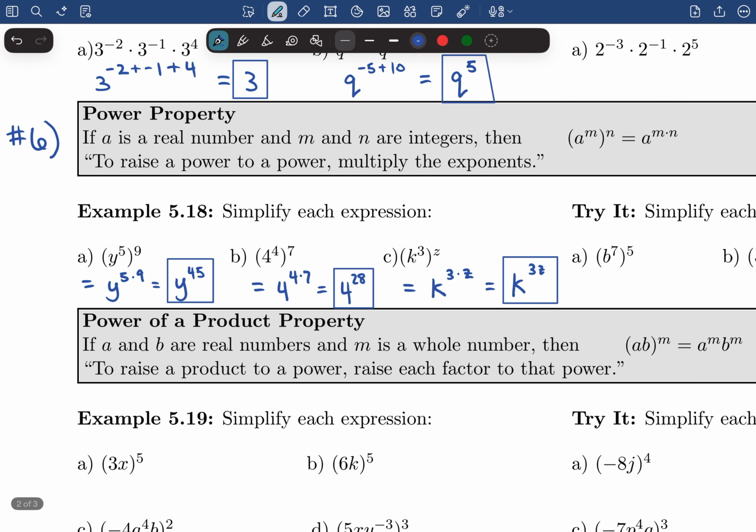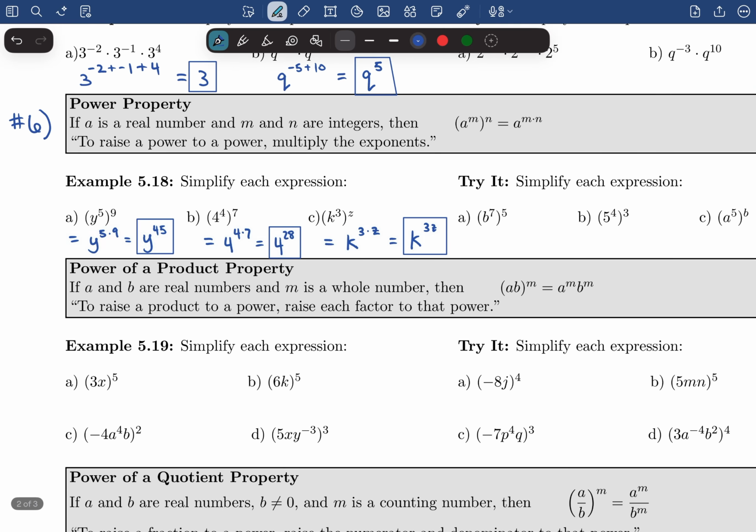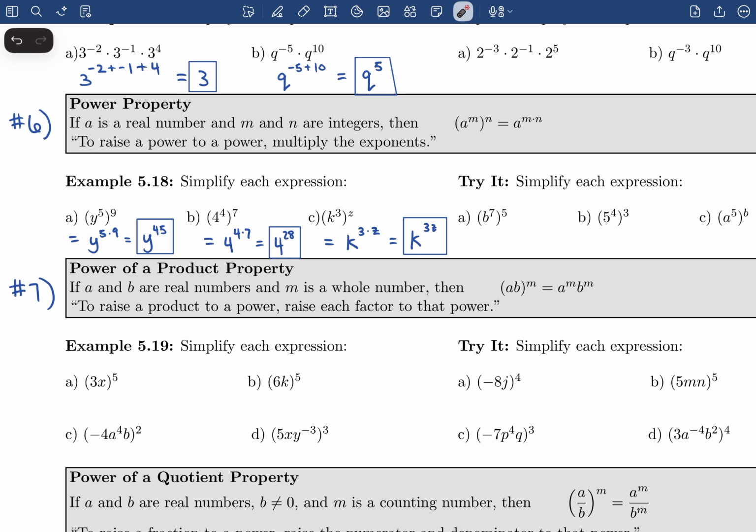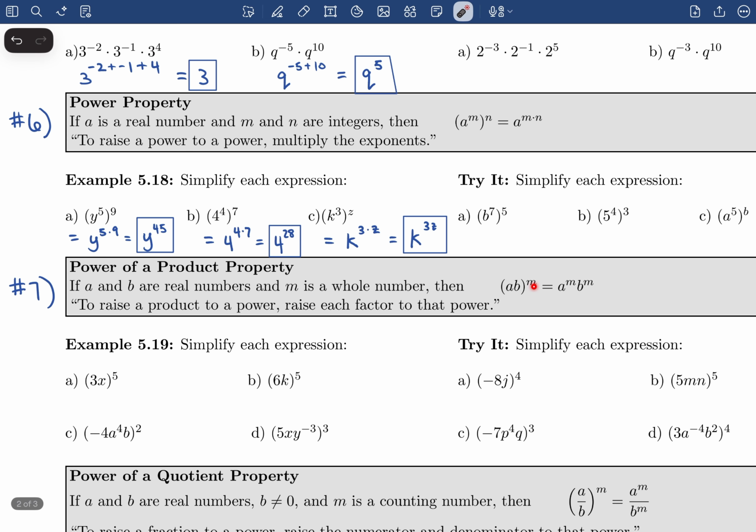All right, we are moving on to the next property, number 7. That's the power of a product property. It says if a and b are real numbers and m is a whole number, then a times b to the m equals a to the m times b to the m. Meaning if I have two things that are being multiplied together, the product of two things, and I raise a power to it, then I can apply that power to both bases, a and b. So a times b raised to the m power equals a to the m times b to the m.